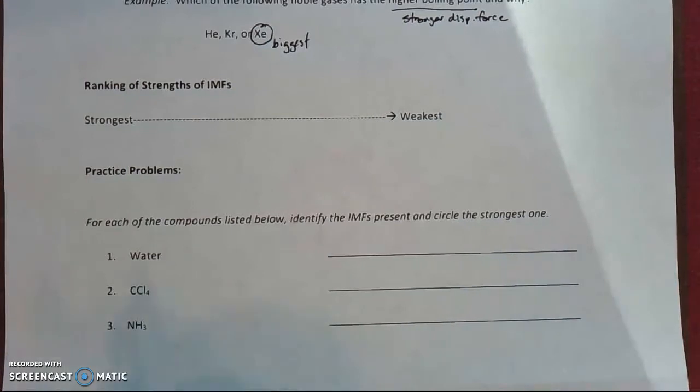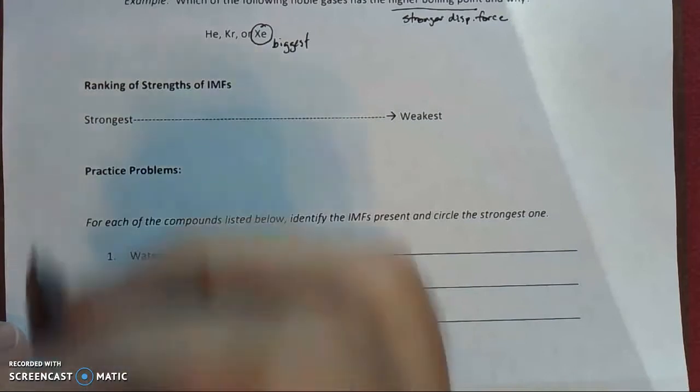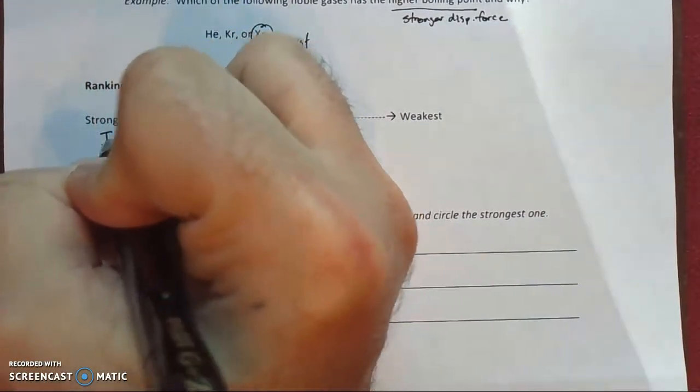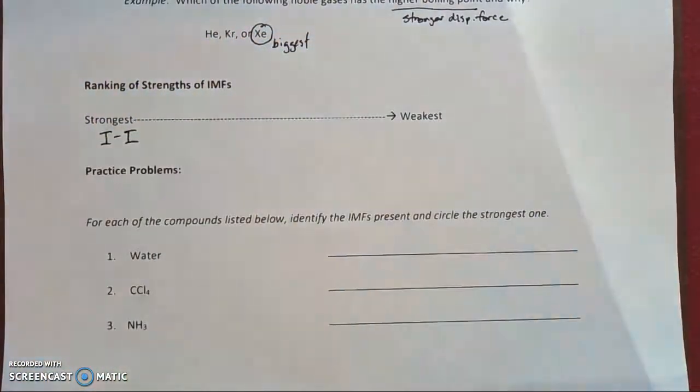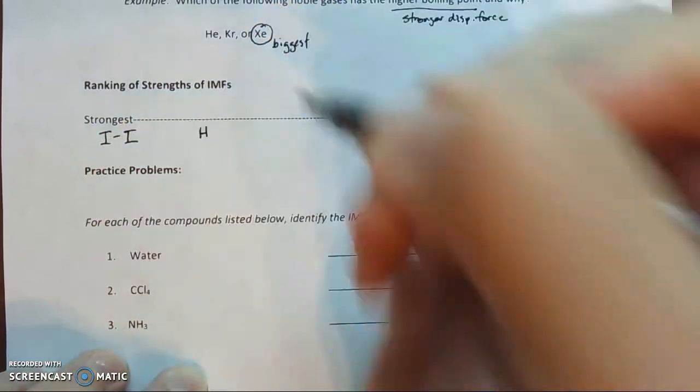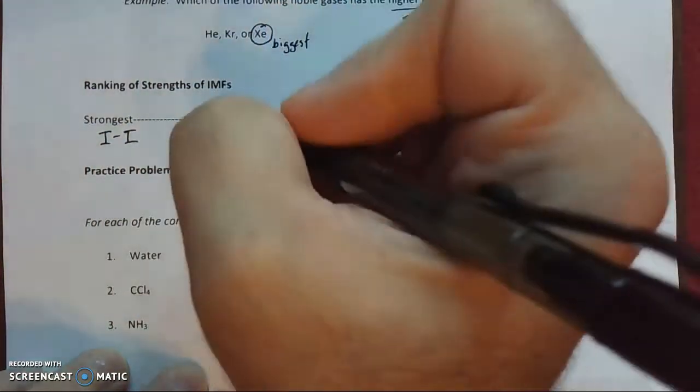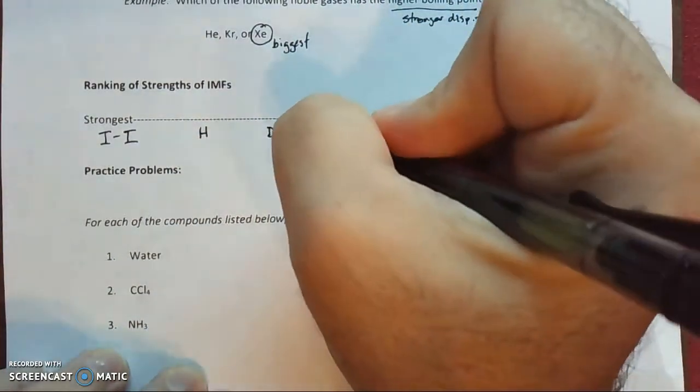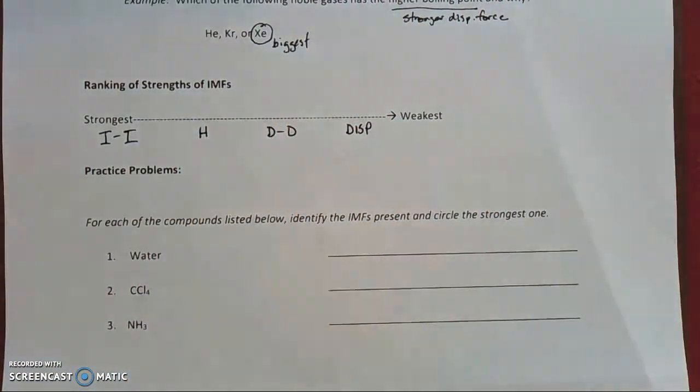With this, the strongest intermolecular force that we have covered is ion-ion, and I'm going to abbreviate that II. If you do that on any tests or worksheets, I know what that is, so feel free to do II for ion-ion. The next strongest one is going to be hydrogen, which we can abbreviate with an H, then dipole, and then dispersion. So those are the abbreviations that we can use.